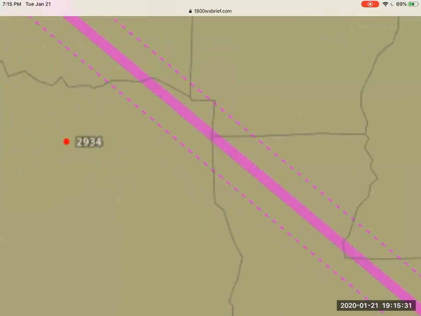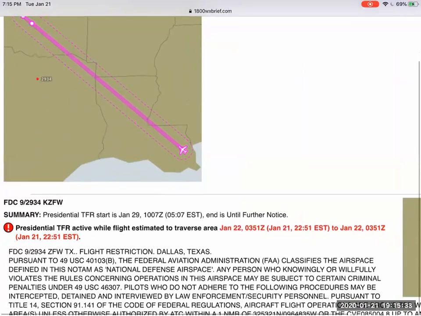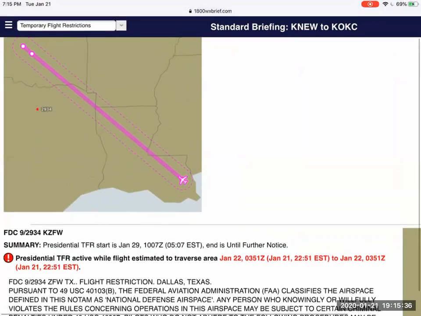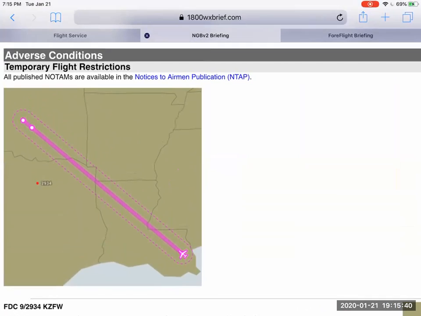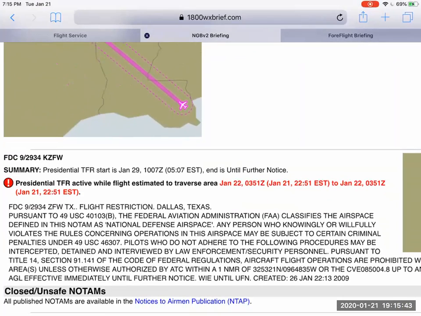They do give us the one there, 2934, which is the small TFR for former President George W. Bush, who lives in the Dallas area.